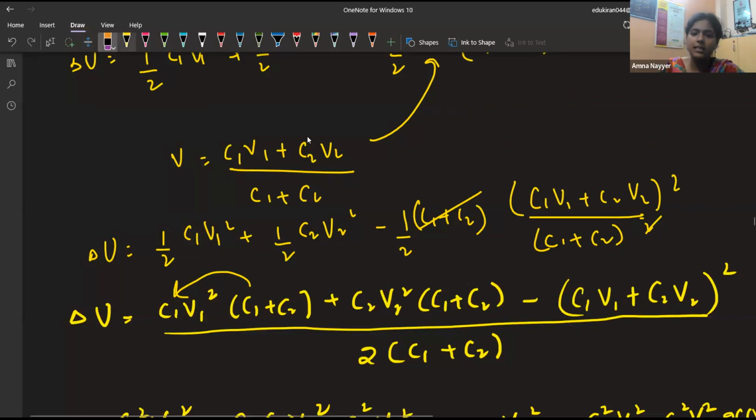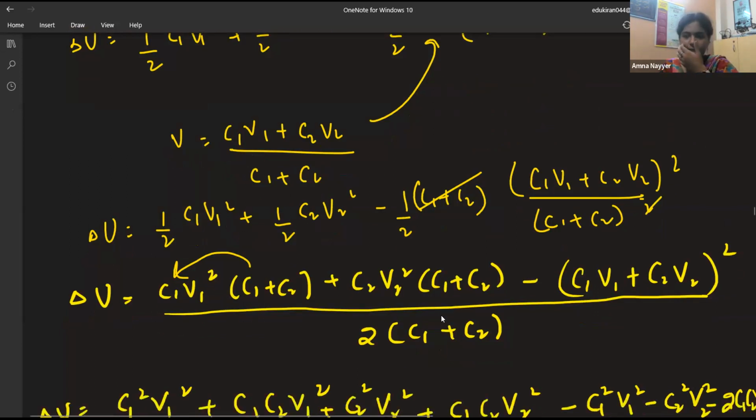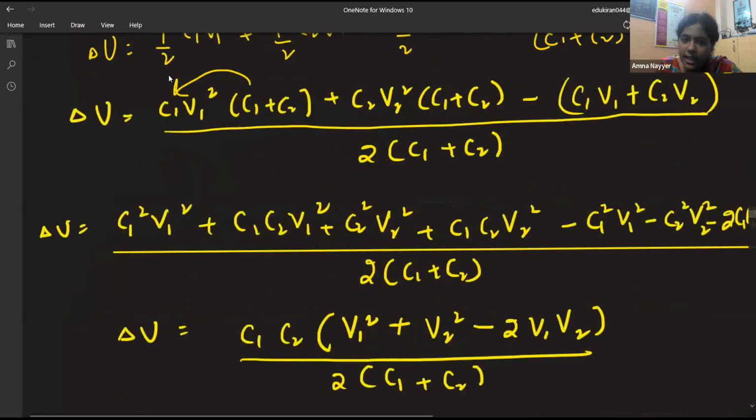So once this is obtained, this is the LCM after taking LCM. Now I'm just multiplying this within the brackets. Look here. C1 into this, so that becomes C1 square V1 square plus. Now I'm multiplying this term with this, that is V1 square into C1 C2 V1 square. Just this term getting multiplied by this entire term. Plus, again I'll multiply this and again I'll multiply this.